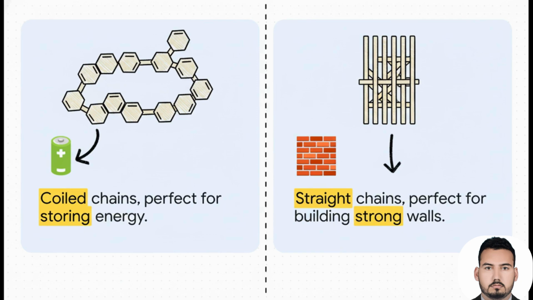Starch and cellulose are both just long chains of glucose, but look at the difference. Starch chains are coiled up, perfect for storing energy that can be released quickly. Cellulose chains are straight and rigid, and they stack together like tiny little 2x4s to build strong walls. It's the same ingredient, but a different recipe for a totally different job.